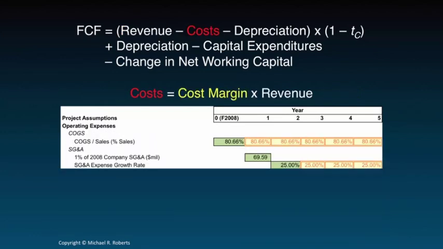Let's move on to costs. So I'm going to start with COGS, or costs of goods sold, which I express as a margin here, or a percentage of sales. And I'm going to assume that's going to run at about 80.66%, a number based on our company's experience working in the computer industry for some time, based on estimates from our operations people and insights from other analysts and consultants.